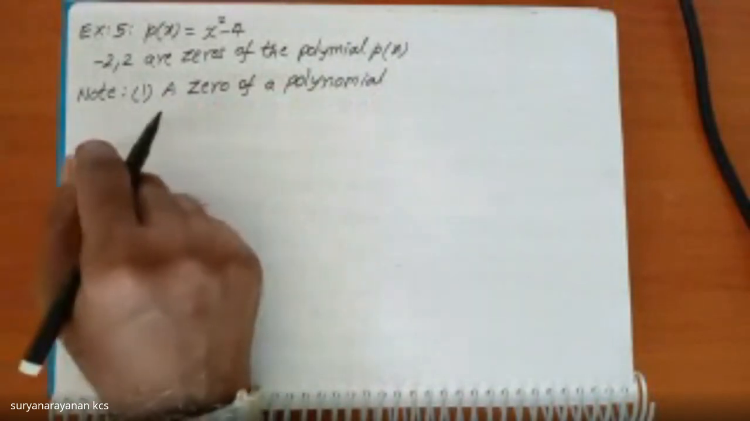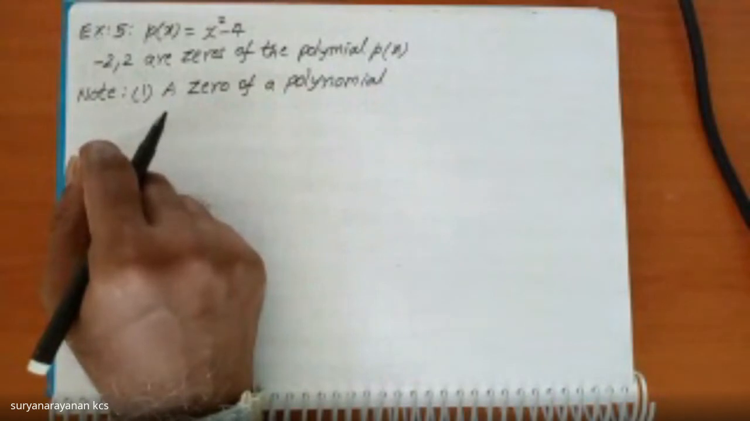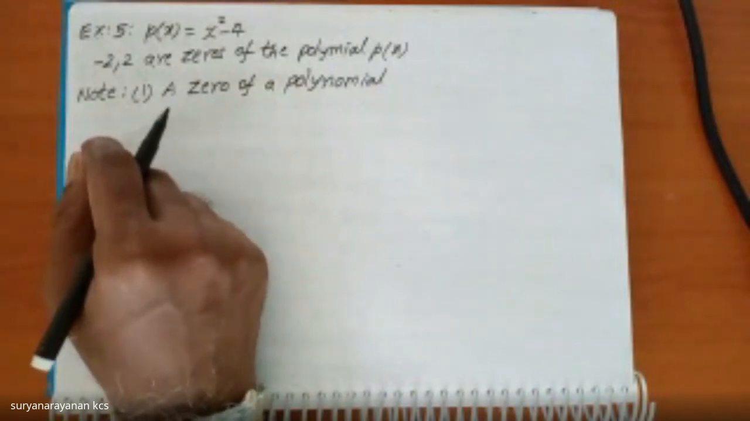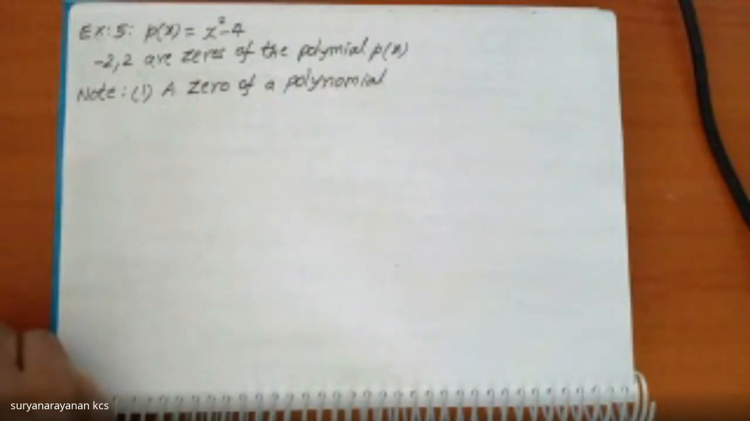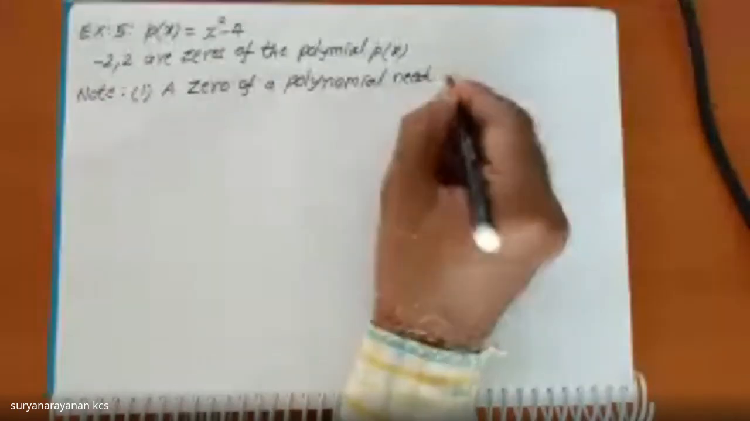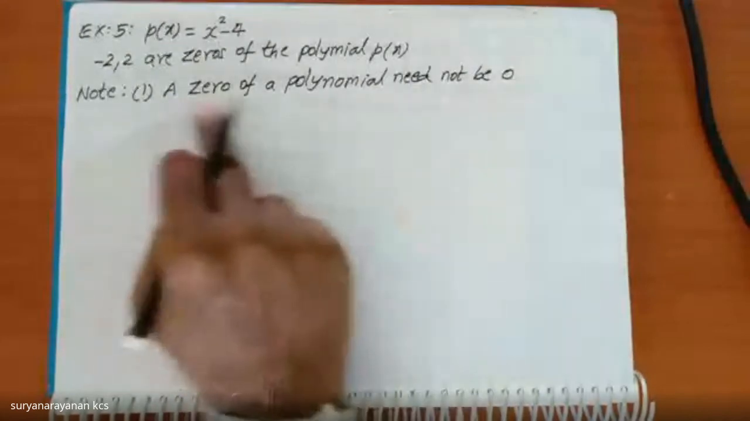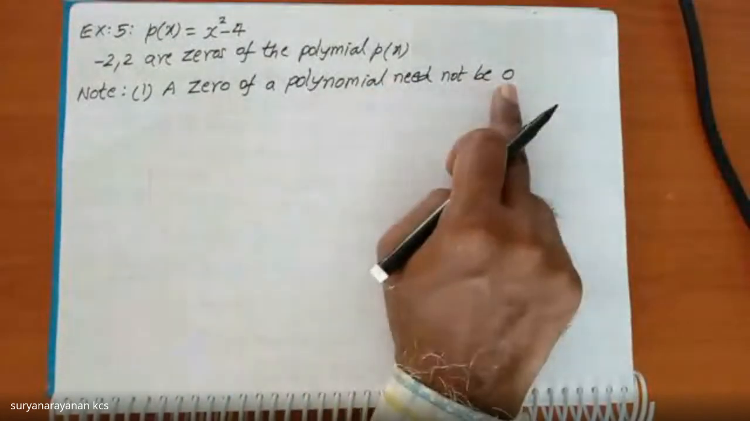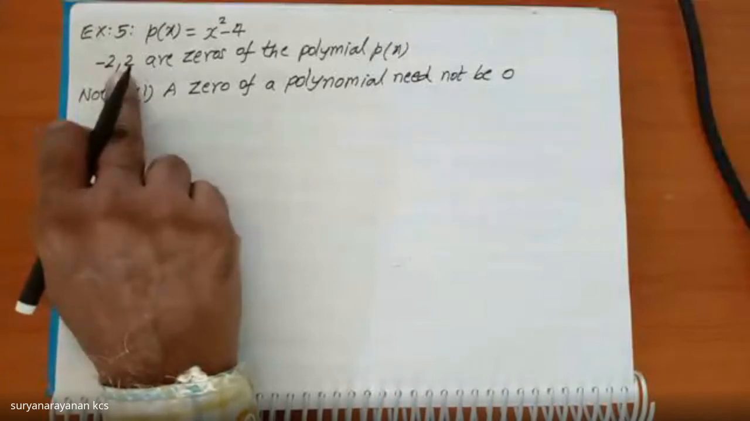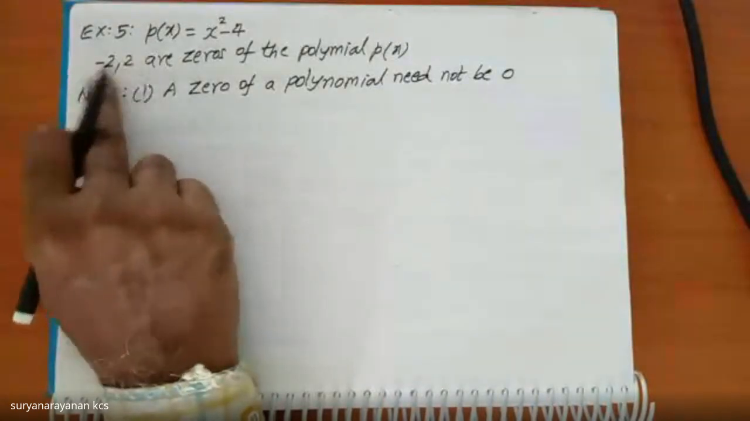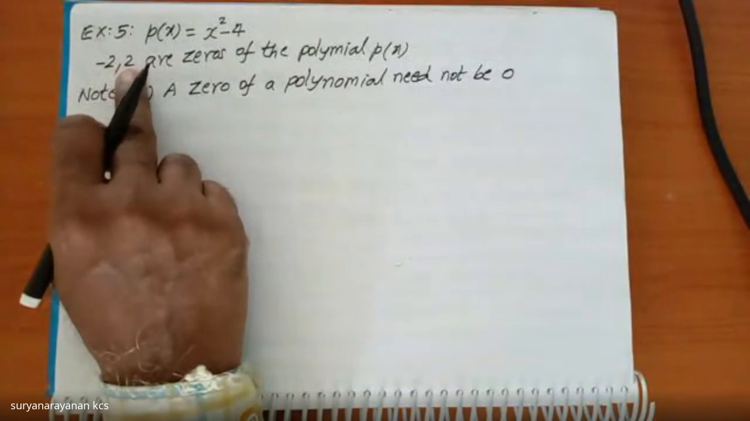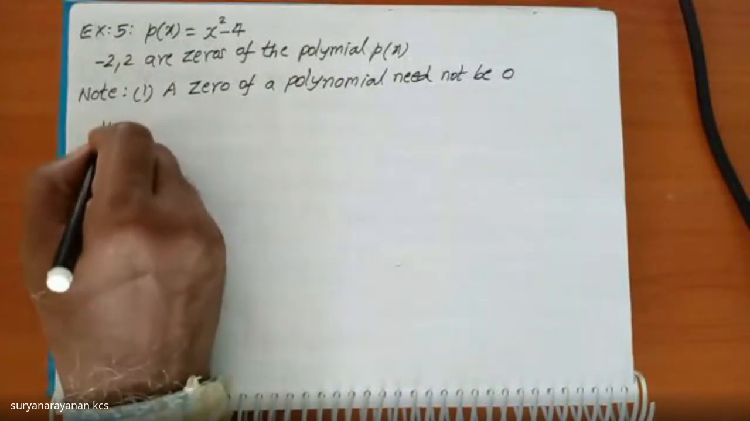Tell me, is the zero of a polynomial always zero? No, sir. So the zero of a polynomial need not be zero. Sometimes we get numbers other than zero. These are called non-zero numbers. This is one observation.